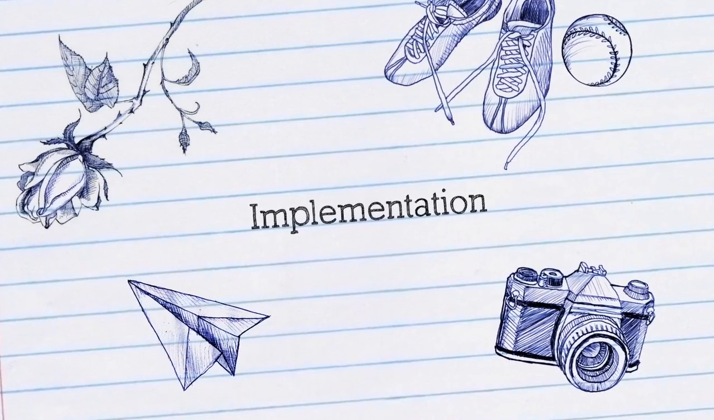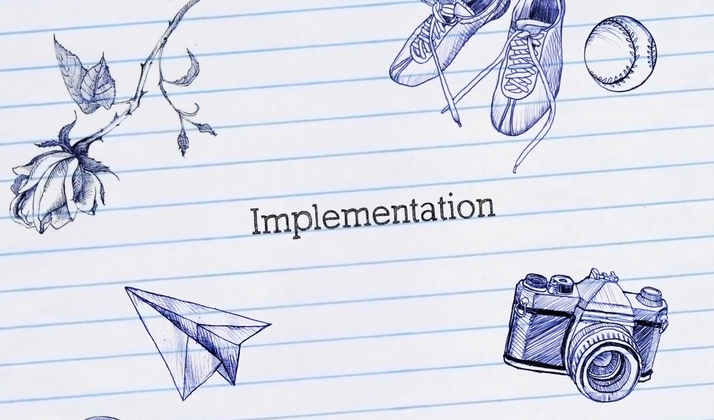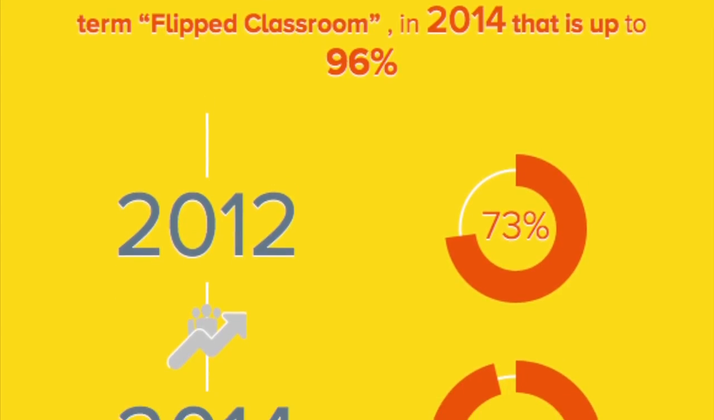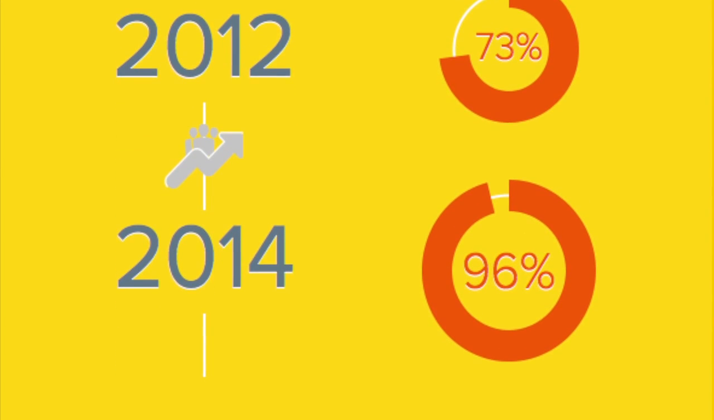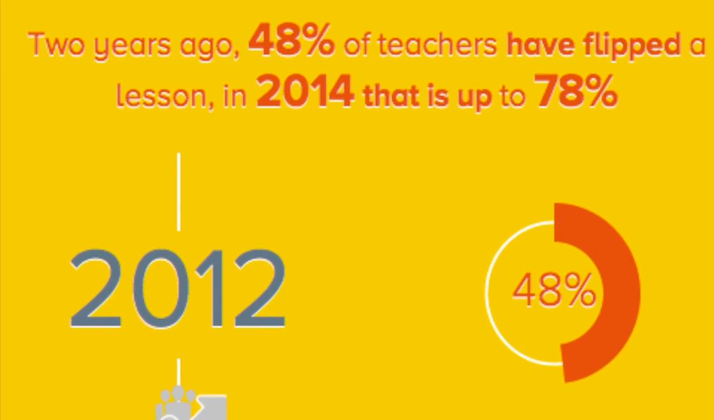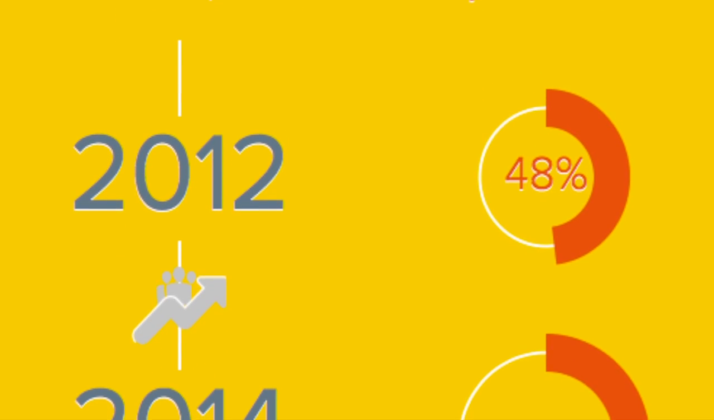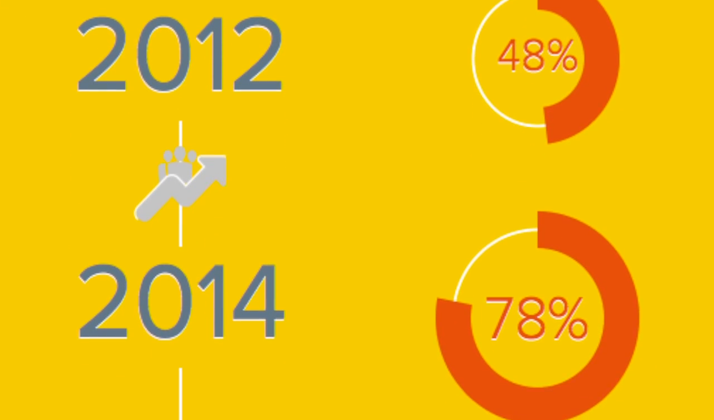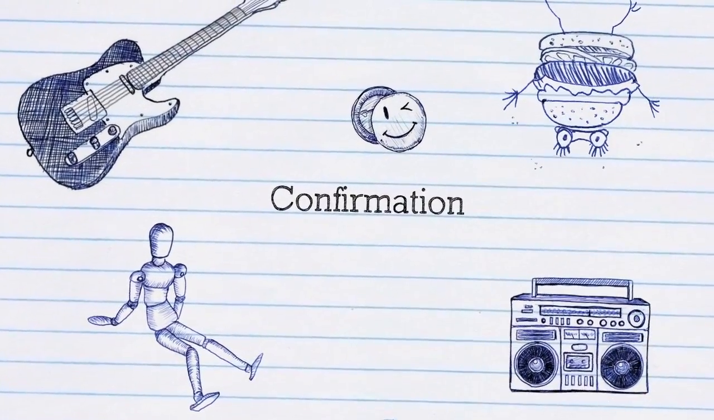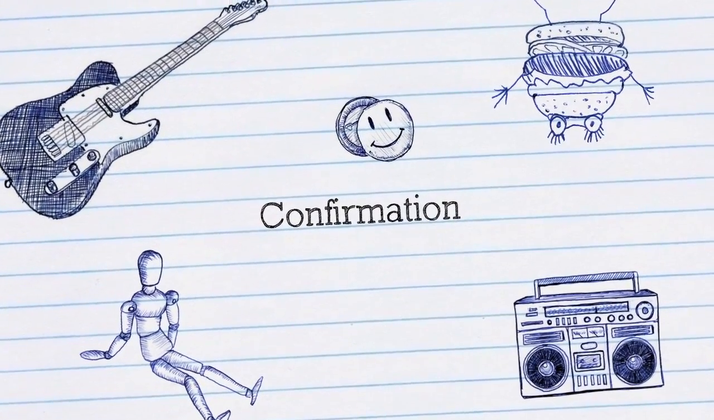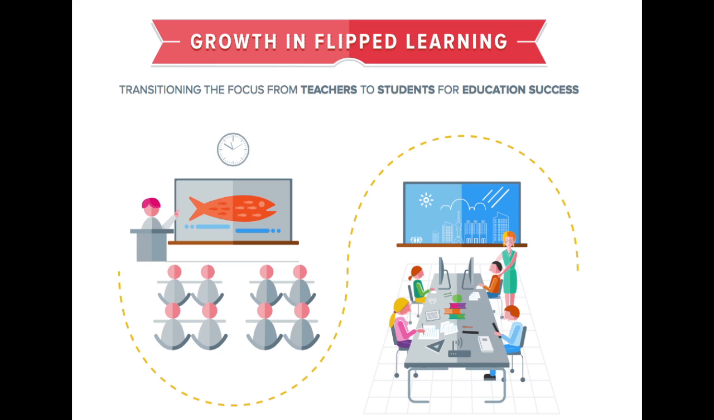Teachers were surveyed on flipped classrooms. In 2012, 73% recognized the term flipped classroom, and now in 2014, 96% know the term. Two years ago, 48% of teachers had flipped a lesson, and in 2014, 78% have flipped a lesson. The confirmation stage occurred when the network of online teachers and members grew to over 12,000, all of which are sharing ideas and learning flipped learning models.